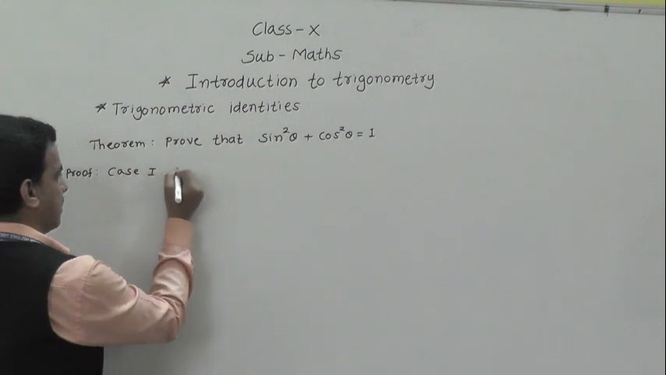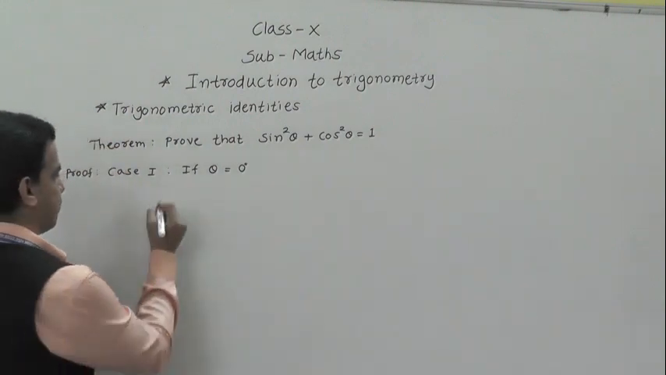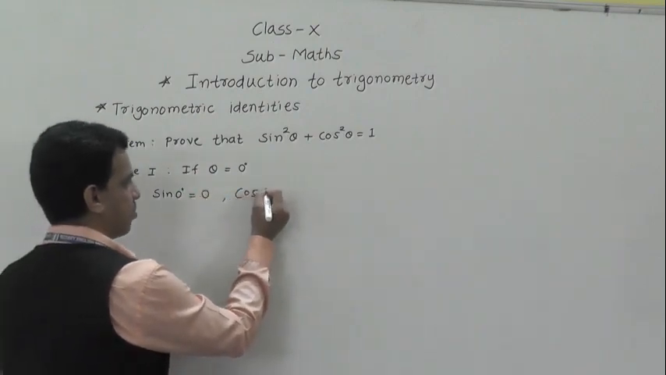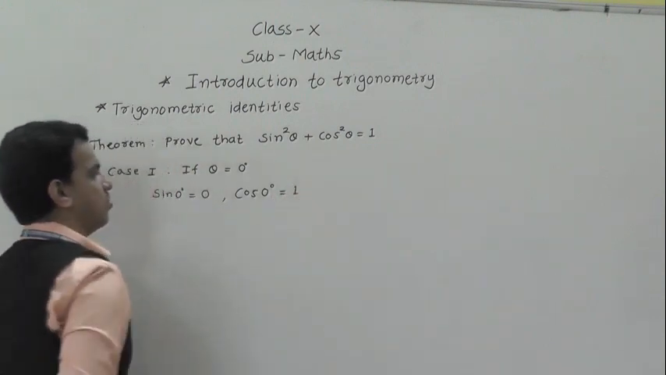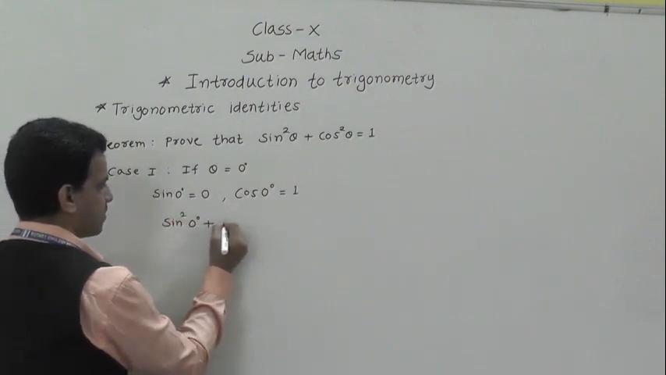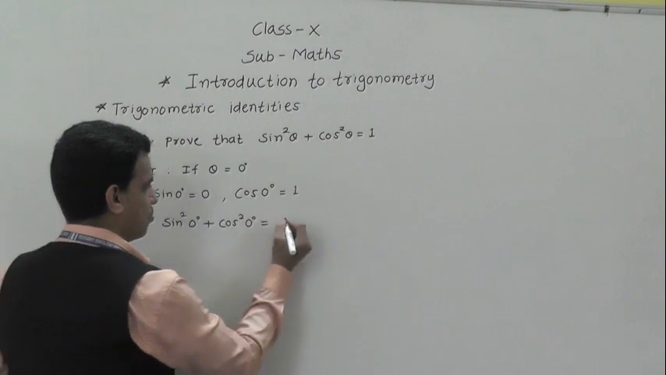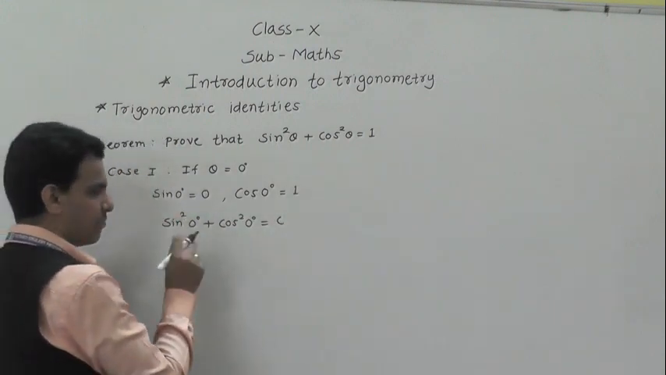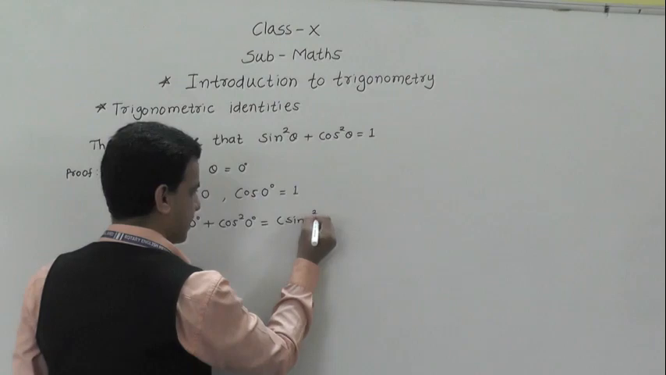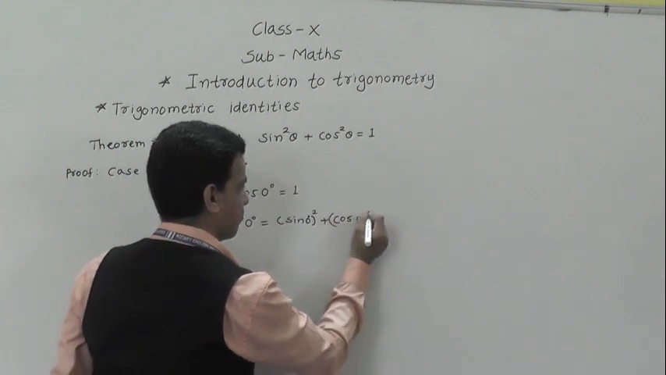case first, that is theta is equal to 0 degree. So if theta is equal to 0 degree, we know that sine 0 degree is 0 and the value of cos 0 degree is 1. So if we put these values, sine square 0 degree plus cos square 0 degree is equal to, now sine square 0 degree means sine 0 bracket square; sine square theta means sine theta bracket square. So sine square 0 degree is sine 0 bracket square plus cos square 0 degree, that is cos 0 degree bracket square.